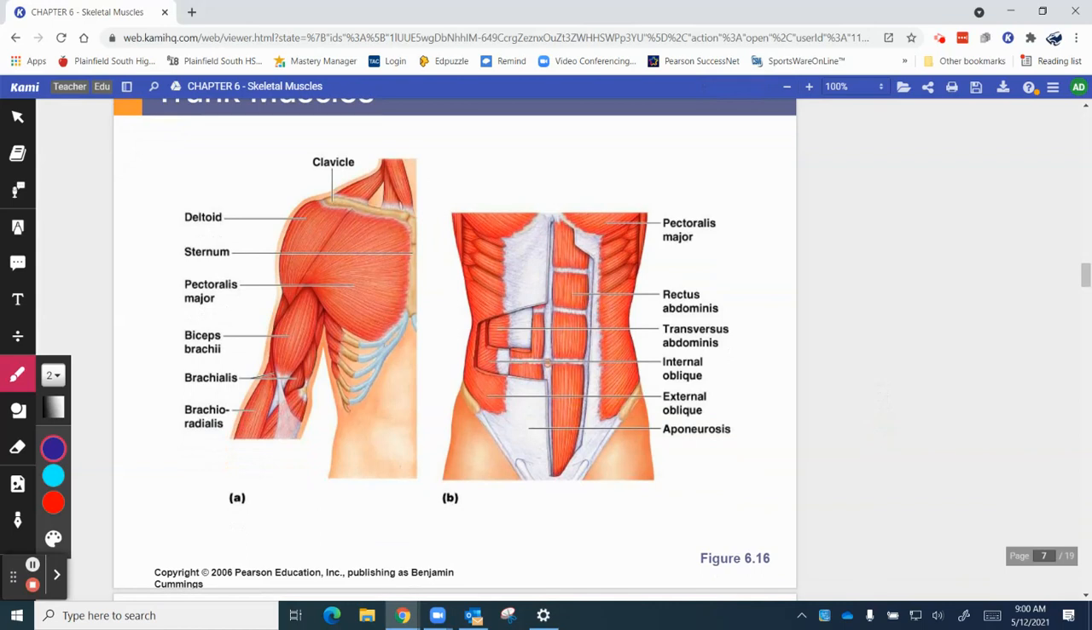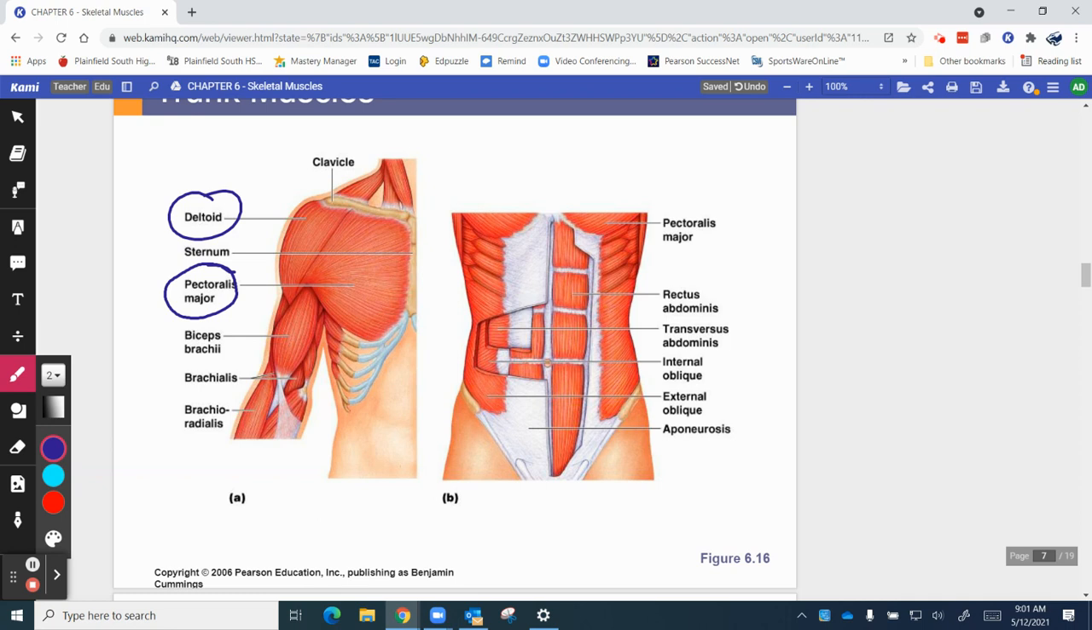Trunk muscles are muscles here at the front. All right, so you got, again, deltoid. I would make note of pectoralis major. All right, so it goes from sternum all the way out to the humerus. That's an adductor, a horizontal adductor of the humerus.